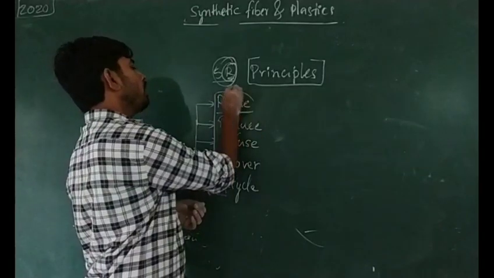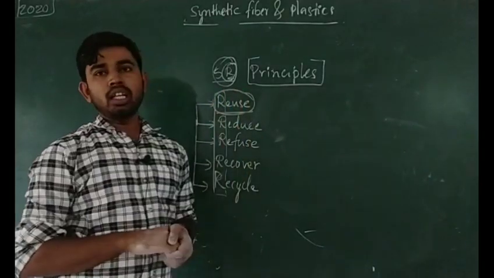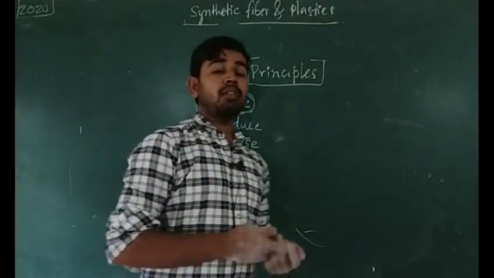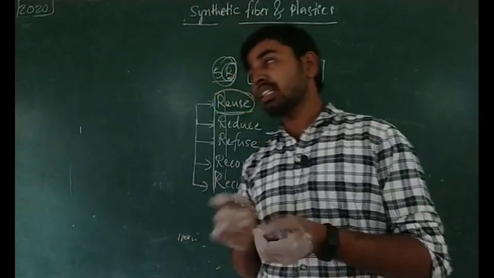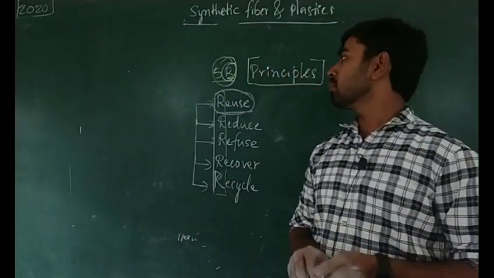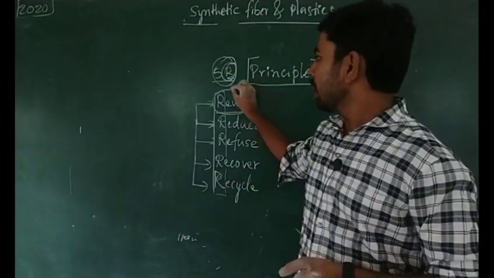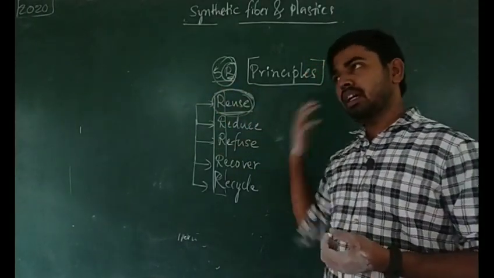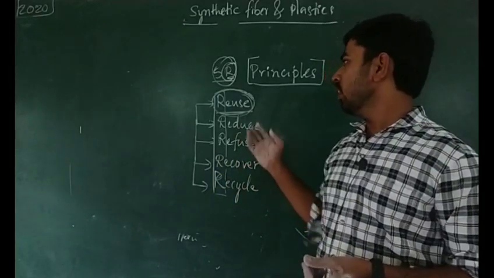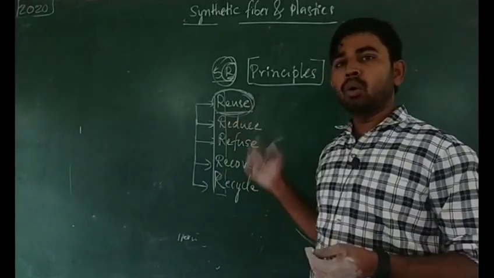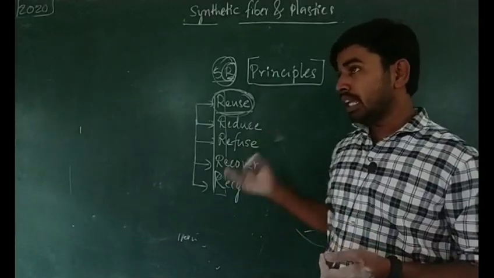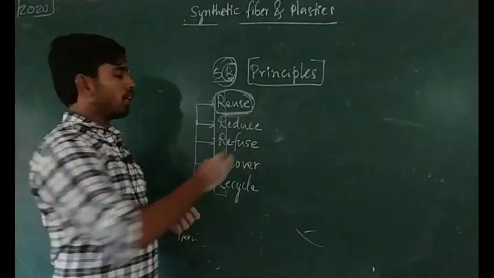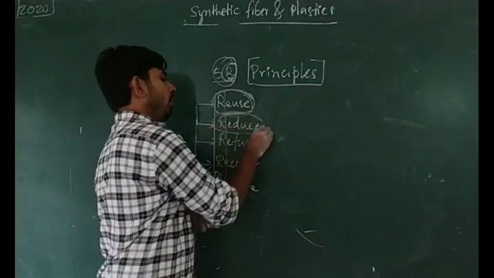First thing is we can reuse the plastic. Every time we go to the market, we bring a very large number of new polythene bags. Instead of that, we can take a plastic bag from home itself to collect different things, like groceries or vegetables. We can bring the plastic bag from home instead of taking new bags every time. So we can reuse the plastic, and in this way we can also reduce the plastic.